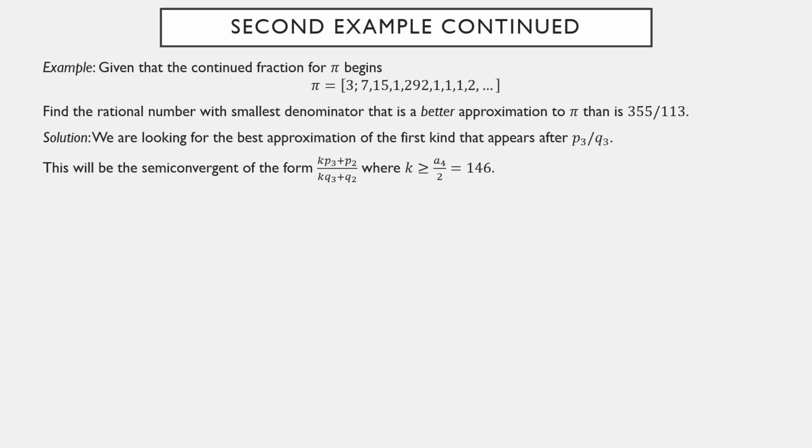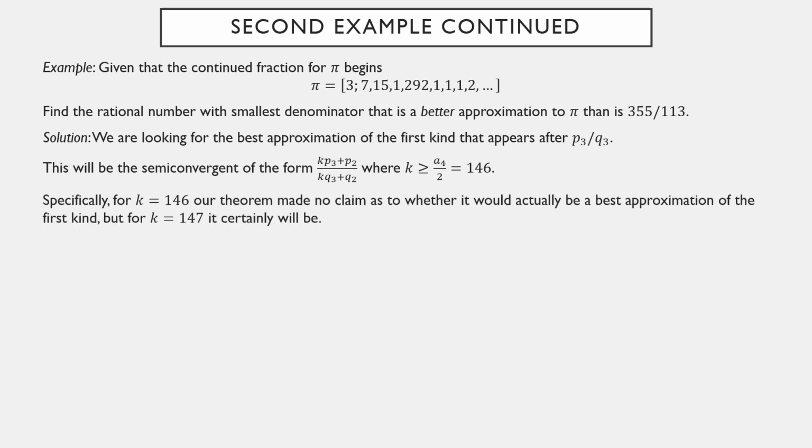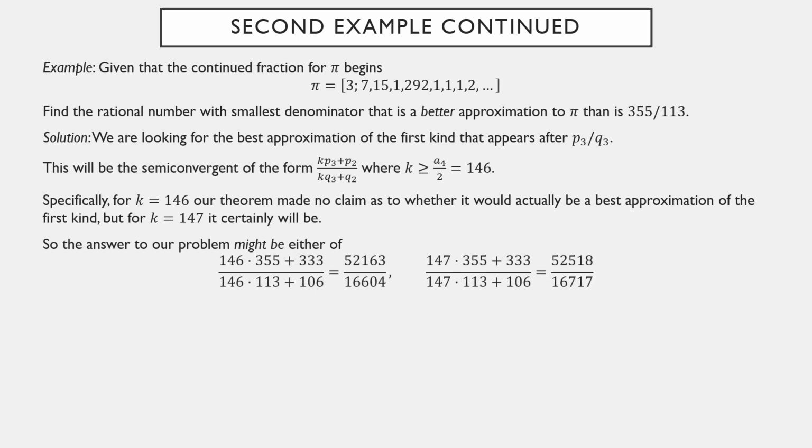So it will be a semi-convergent of the form kp3 plus p2 over kq3 plus q2, where that k is bigger than or possibly equal to half the next partial quotient, which is 146. But when the next partial quotient is even, 292, this is the tricky case. So maybe for 146, that will be a best approximation of the first kind. However, for 147, it definitely will be. So our answer might be using 146 as k, or it might be using 147 as k. So one of these two rational numbers is the correct answer.